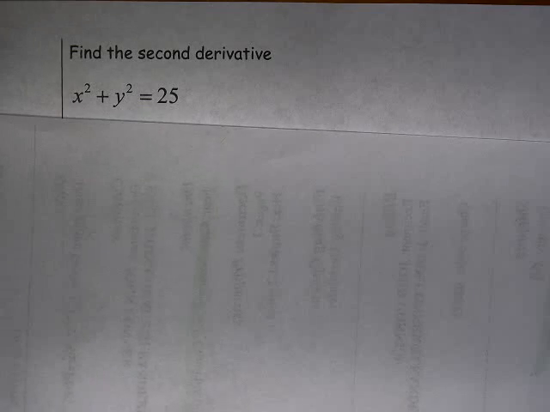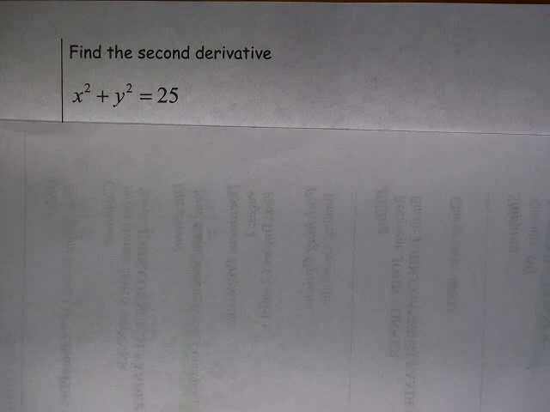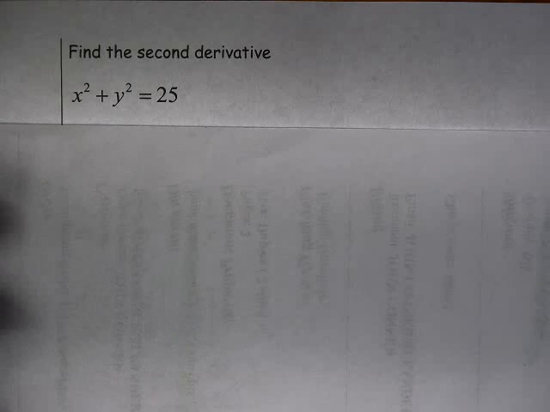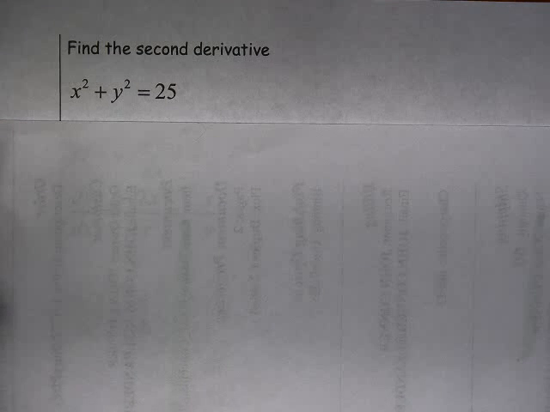Our last example from section 2.5 is going to be to find the second derivative. We're going to start off finding the first derivative. We're going to find the first derivative implicitly. Once we find that first derivative, we're going to take the derivative of that to find the second derivative. So let's look at how we might proceed here.